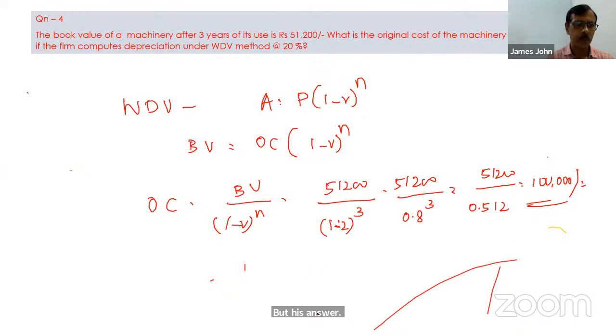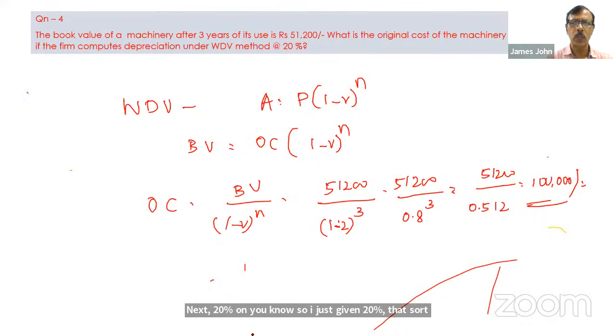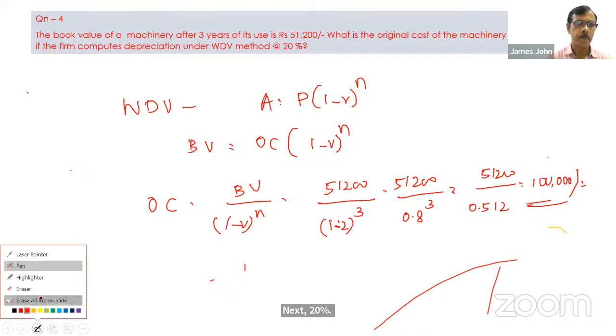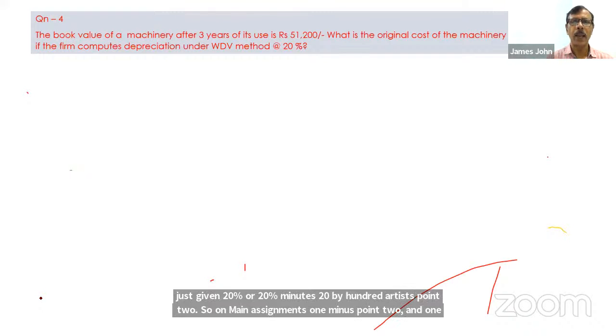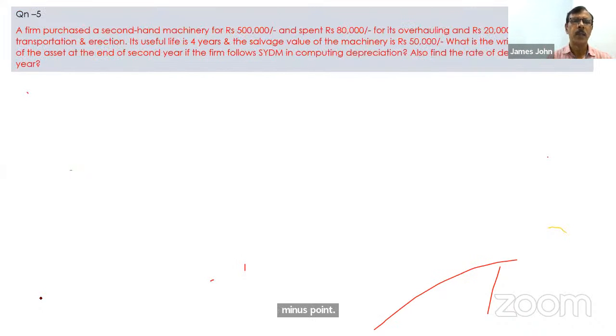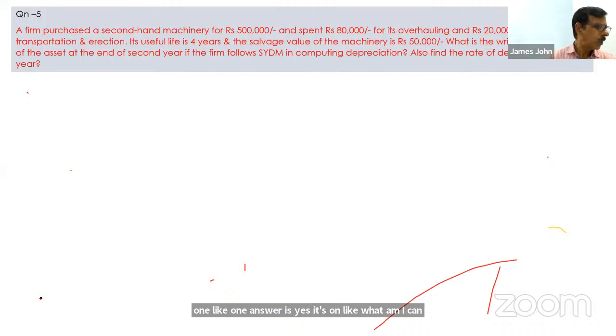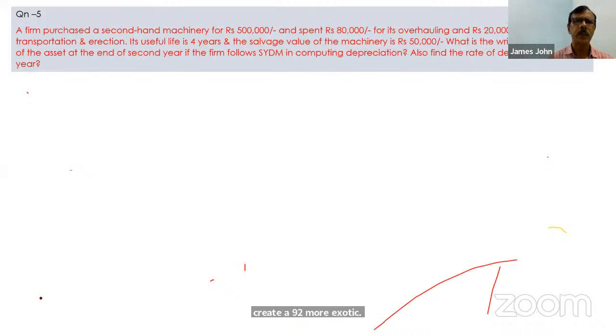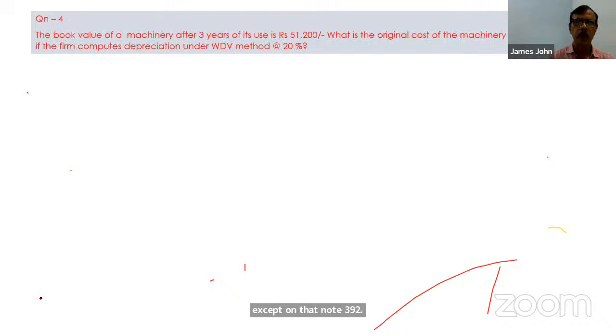Okay. Next question. The rate is 20% only. It is given 20%. That means 20 by 100. R is 0.2. So 1 minus R means 1 minus 0.2, and 1 minus 0.2 is 0.8. Answer is 1 lakh. Yes, exact 1 lakh, not 392. I'll repeat it.